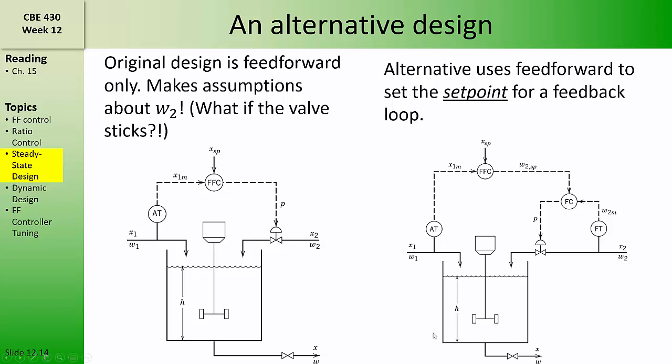In this design, the feed-forward controller determines what the set point W2 should be for a flow control loop. The flow control loop measures the flow rate W2 and adjusts the valve to eliminate any error in the flow rate W2. This type of design, where a flow controller is included at a control valve, is very common.